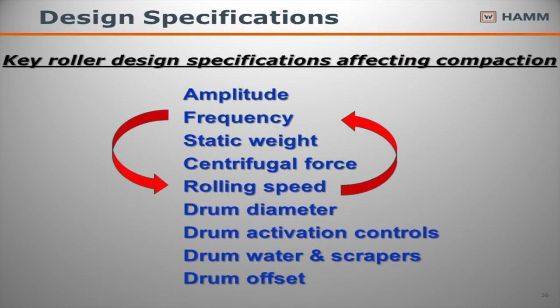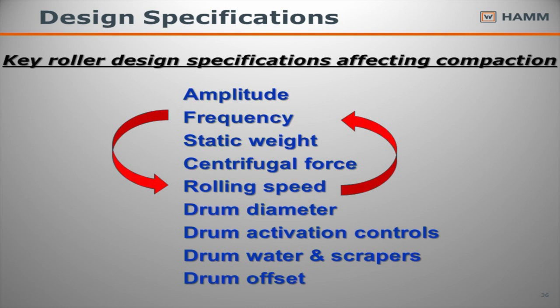So these are some key roller design specifications that affect compaction, and these work for any roller. We're going to talk about amplitude, frequency, static weight, centrifugal force, rolling speed. Rolling speed and frequency are tied together in something we call impact spacing. And that's very important when we talk about rollers. Drum diameter has an effect on what we're looking at. Drum activation controls that individualness from front to rear, what we can do depending on the mix.